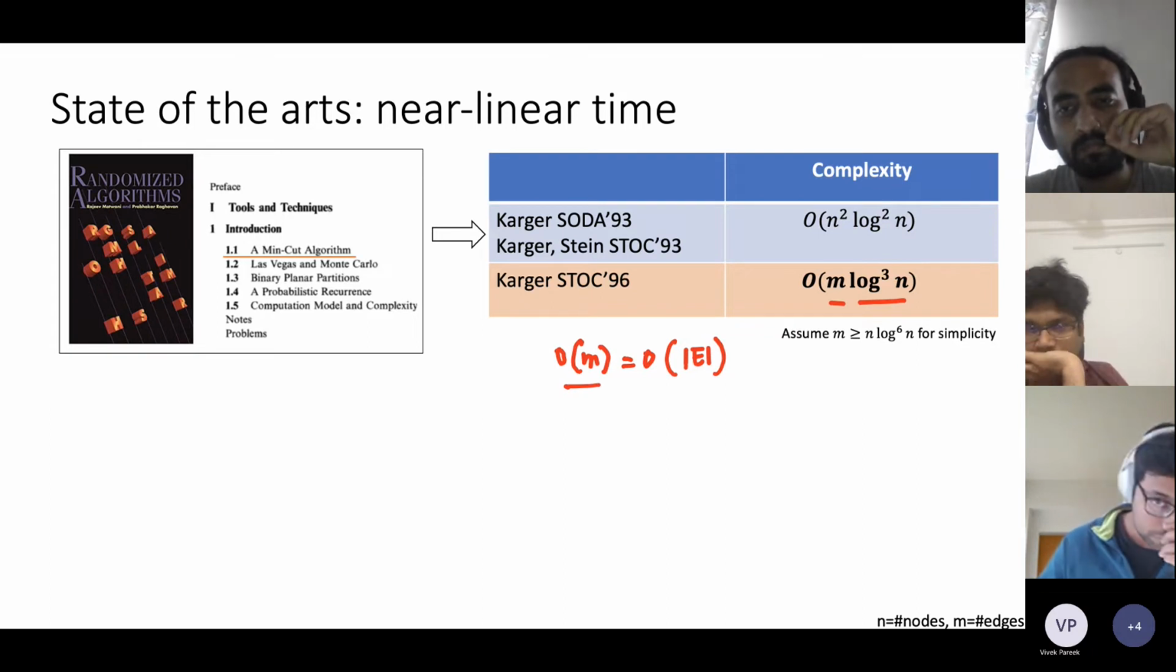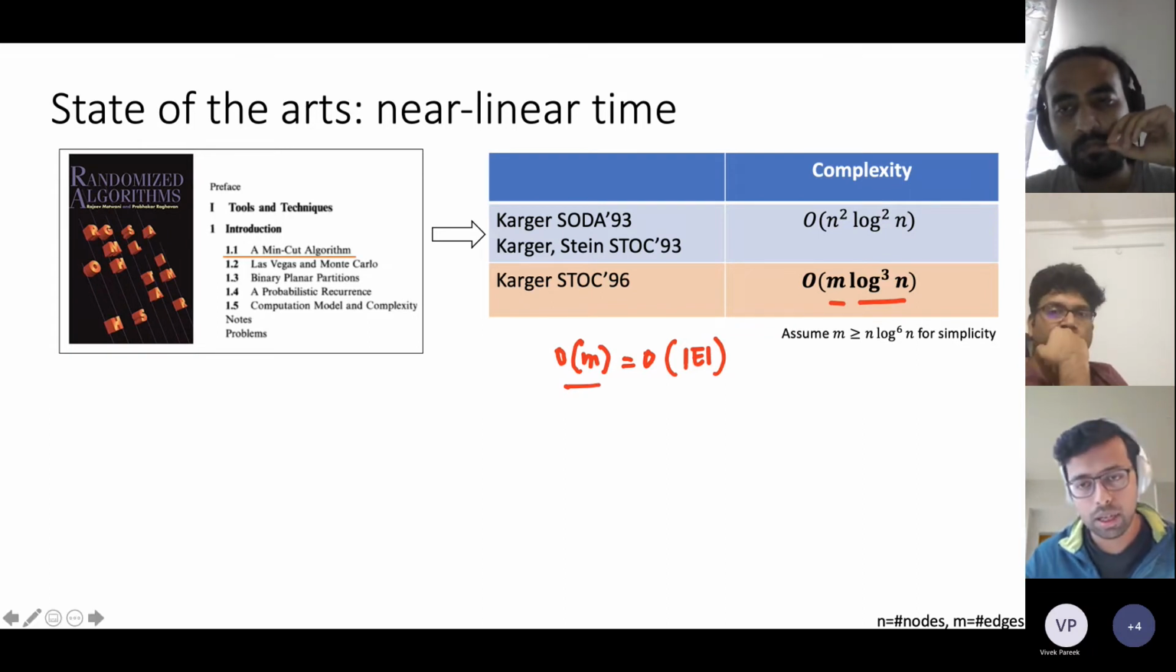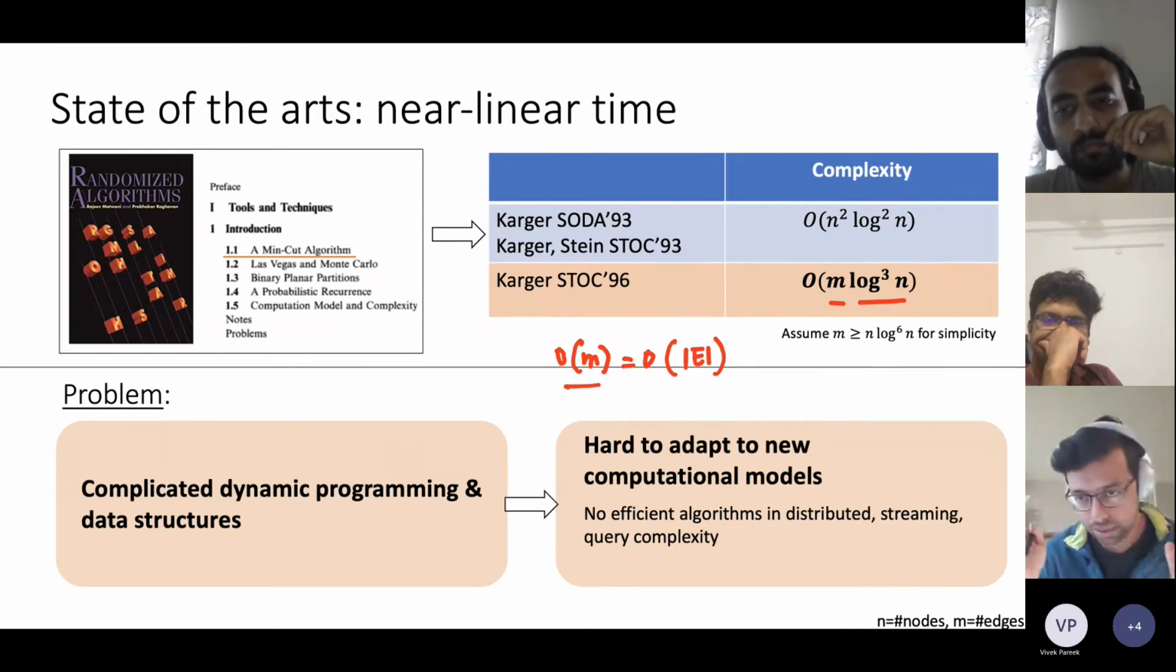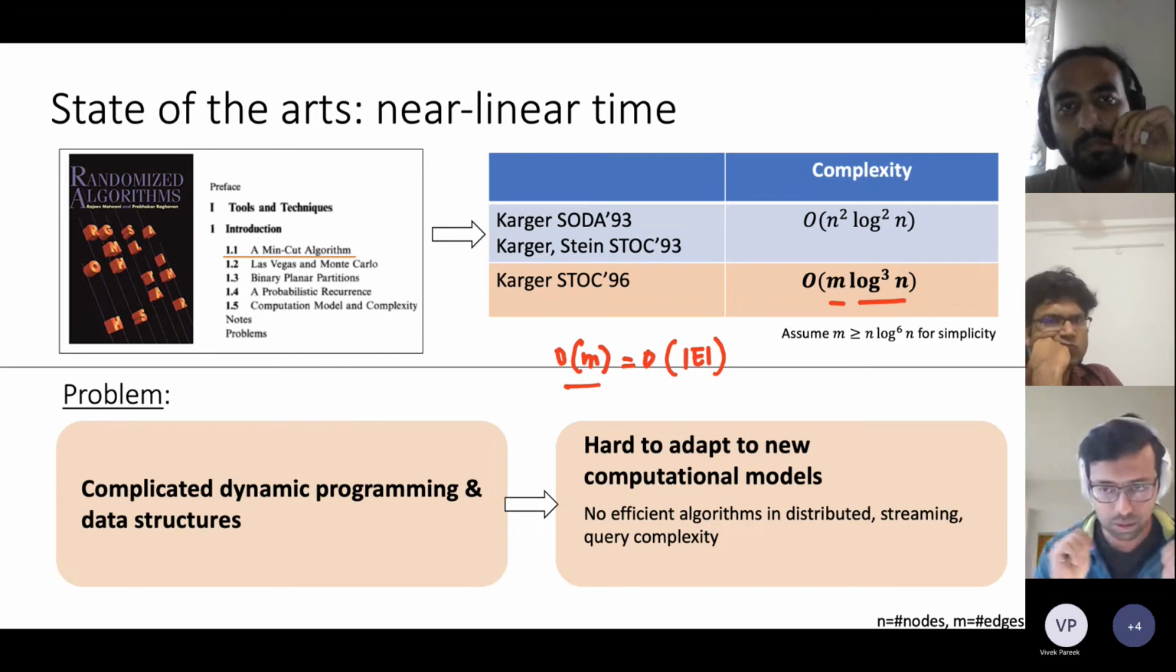This is the goal. But there is a problem with Karger's algorithm, not necessarily a problem, but if you look at the paper and the algorithm, this is actually a very complicated dynamic programming paradigm. And the data structures that they use are very tuned to the kind of dynamic programming that they're doing. So it is very hard to adapt to new computation models, like streaming algorithms, query algorithms, or distributed algorithms and so forth.